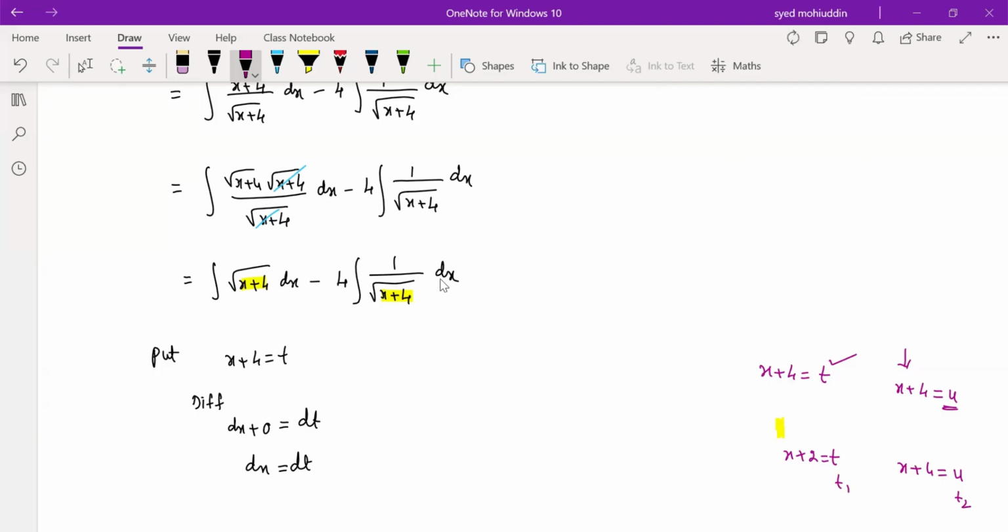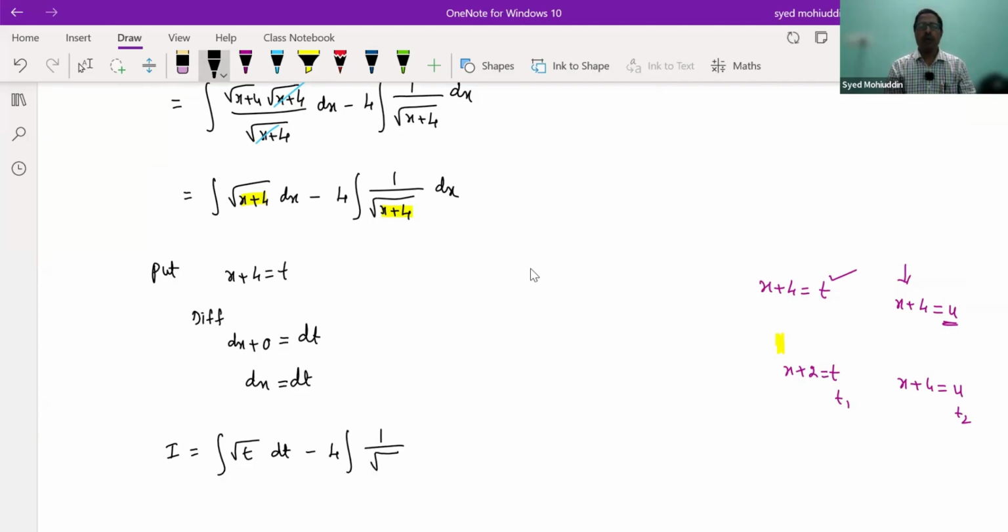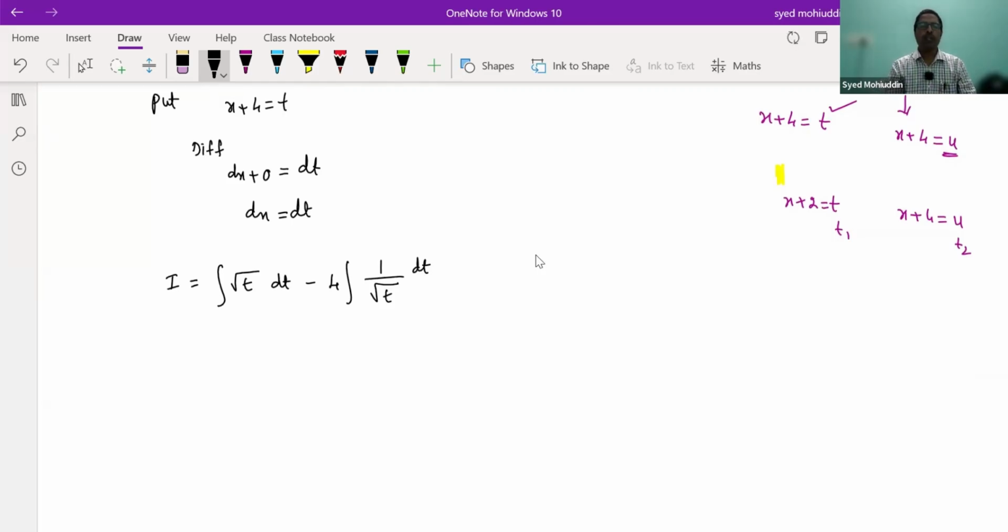Yes, sir. So now if I substitute this value back in the given integral, I will be getting I equals root of x plus 4 becomes t. dx becomes dt, minus 4 times the integral of 1 by root of x plus 4, that is t, into dx, and dx is dt. But the root has to be eliminated. I can write this root as t to the power of half, dt minus 4 into integral of 1 by root, which represents t to the power of half, dt.